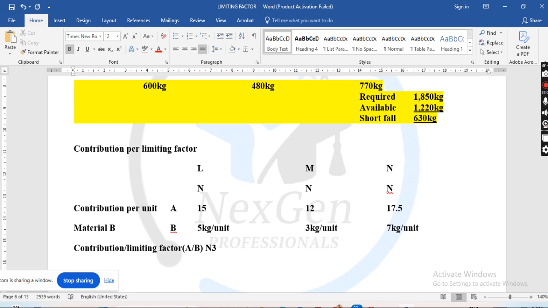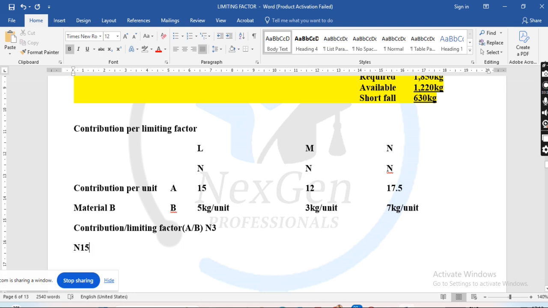3 kg, 3 naira per unit, right? Yes, sir. 3 naira per unit. Okay, let's prove that if it is 3 naira per unit, you have 15 naira per unit. Let's prove that. Let's see if it is per unit.